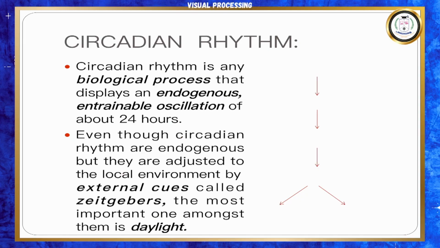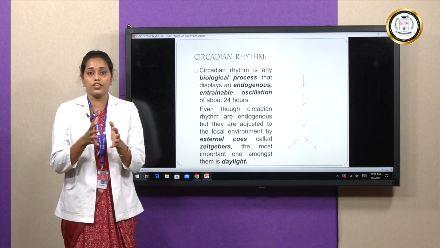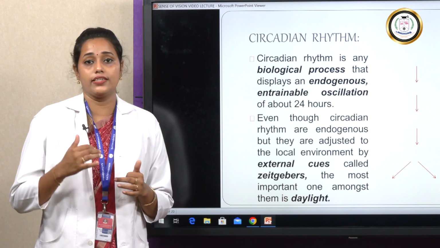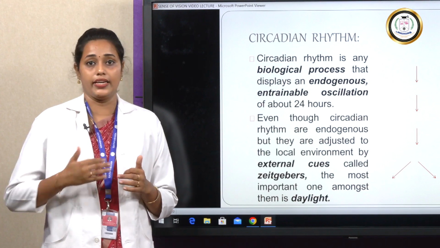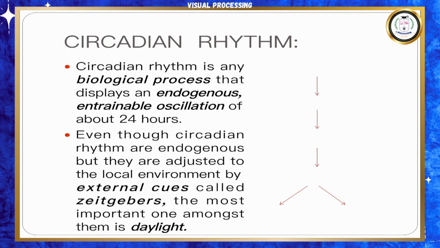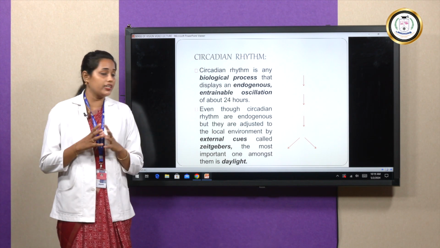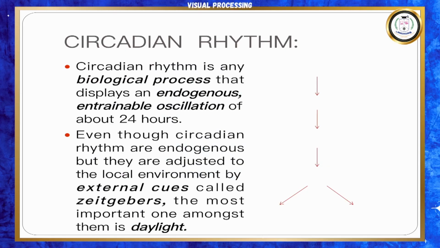So next, we'll discuss the circadian rhythm. Circadian rhythm is a biological process that displays an endogenous entrainable oscillation of 24 hours. So, even though the circadian rhythm is an endogenous one, that is a self-sustained one, we are able to adjust this endogenous component according to the external environment, that is the external cues the environment gives us. The external cues are called zeitgebers. The most important zeitgeber is daylight.